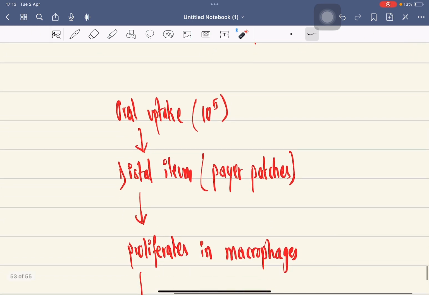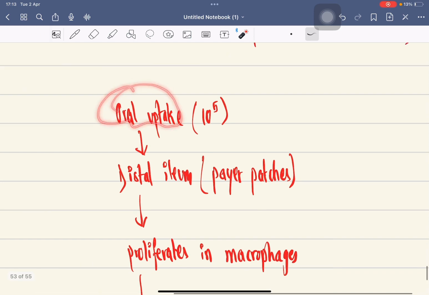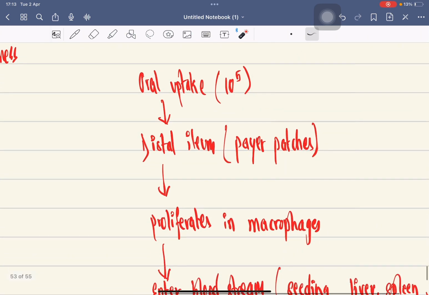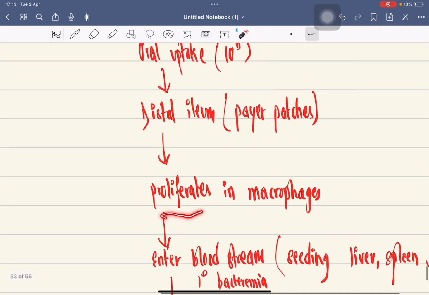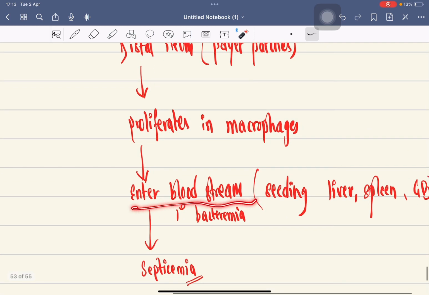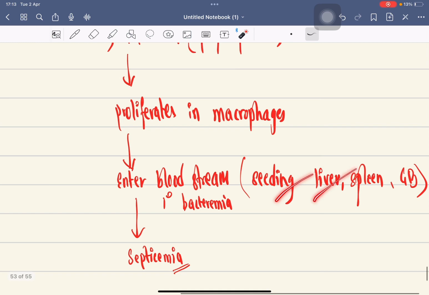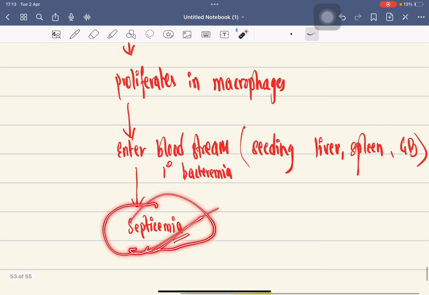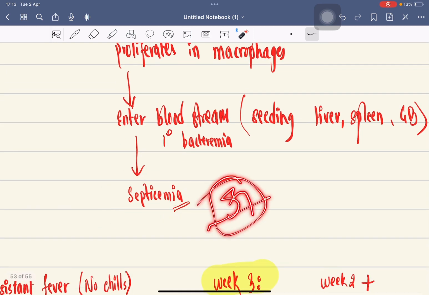How does it occur? After oral uptake of Salmonella typhi or Salmonella paratyphi, the number of organisms must be 10 to the power 5. It reaches the distal ileum, the Peyer's patches. There occurs proliferation in the macrophages and it enters the bloodstream, seeding the liver, spleen, and gallbladder. This is primary bacteremia, then it results in septicemia, a systemic illness.